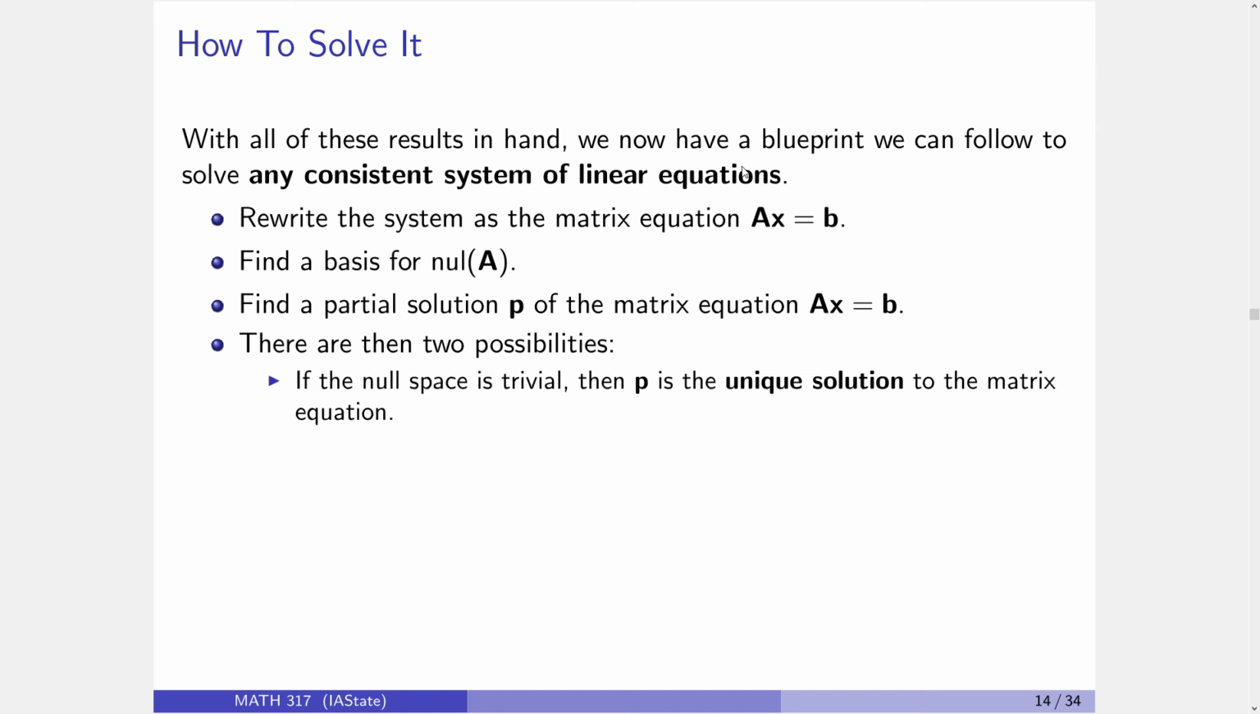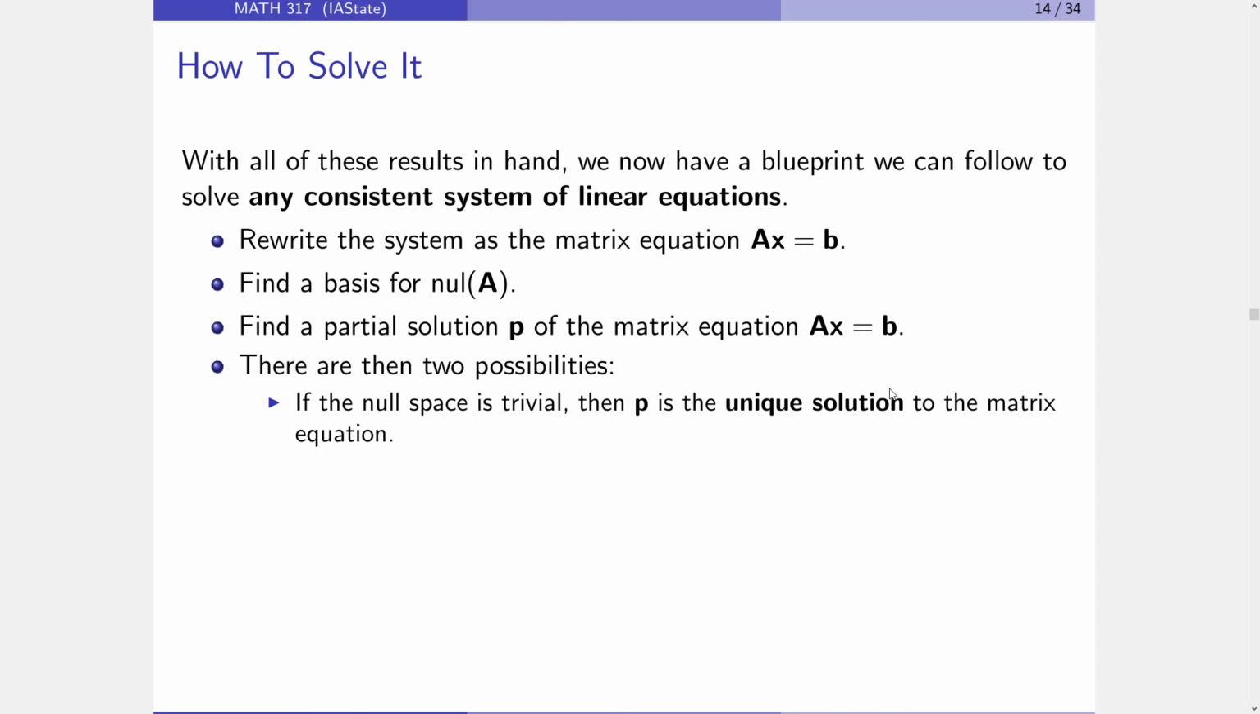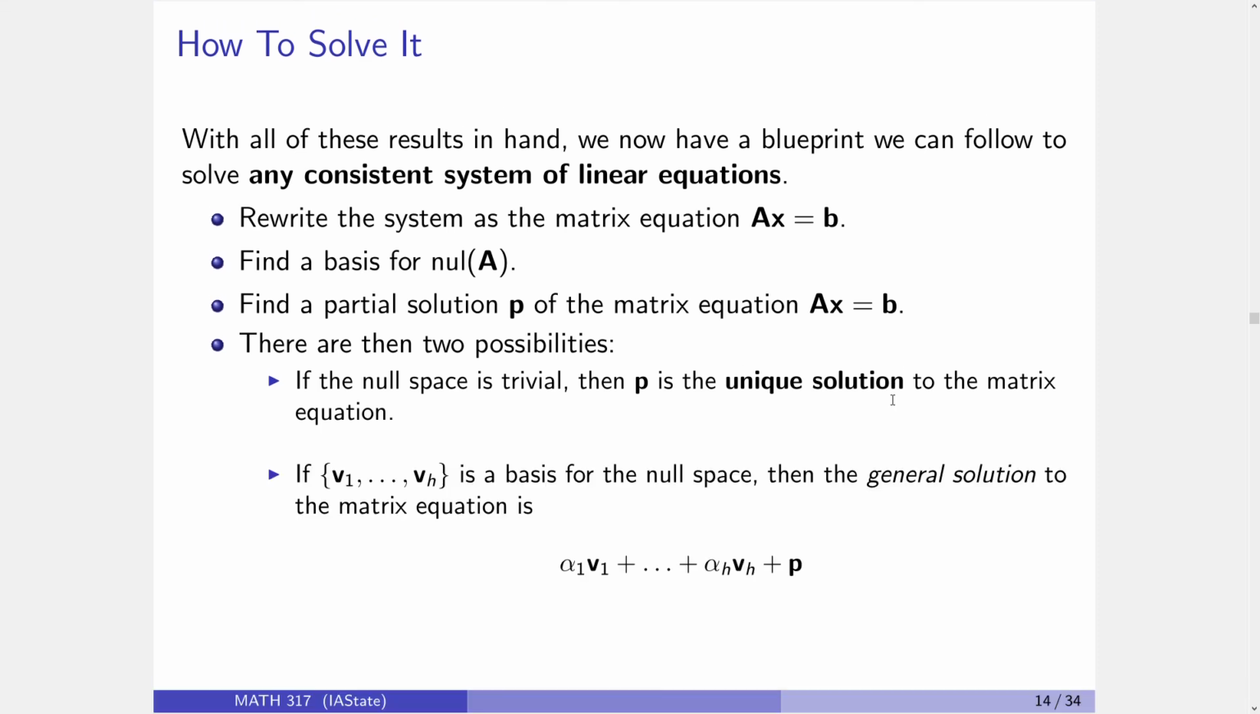If the null space was trivial, then the p you get is a unique solution, right? We've proven that null space is trivial means rank is full, so if you have a solution, it's got to be unique. So, hooray. Now, if you actually got a basis for your null space that had stuff in it, then the general solution is any linear combo of basis elements plus the particular solution you found. And there we go. So, the story of solving systems of linear equations is slowly coming to an end.